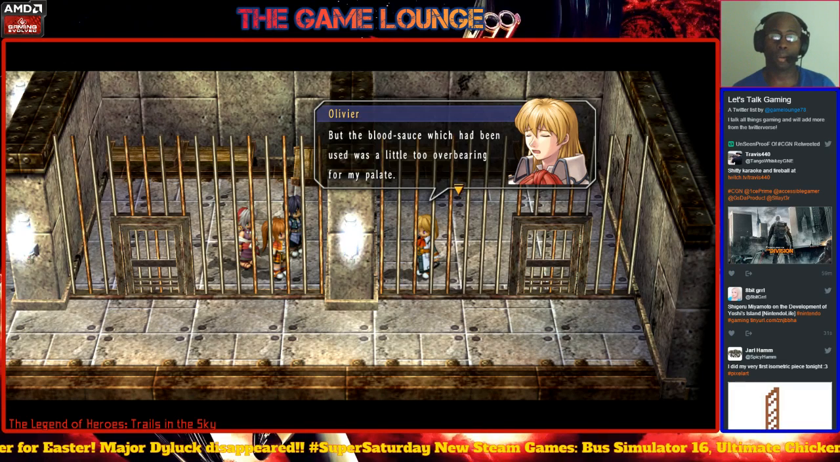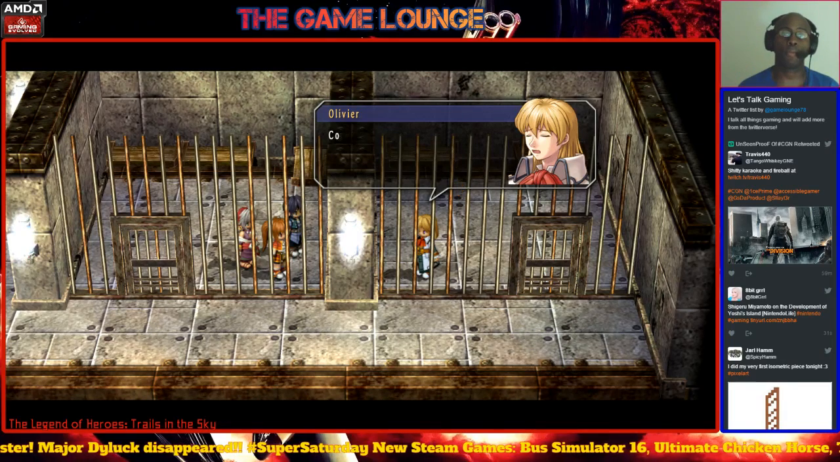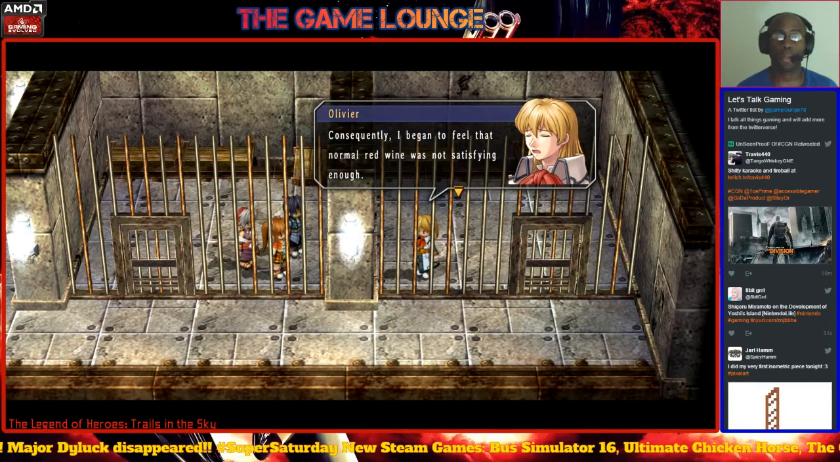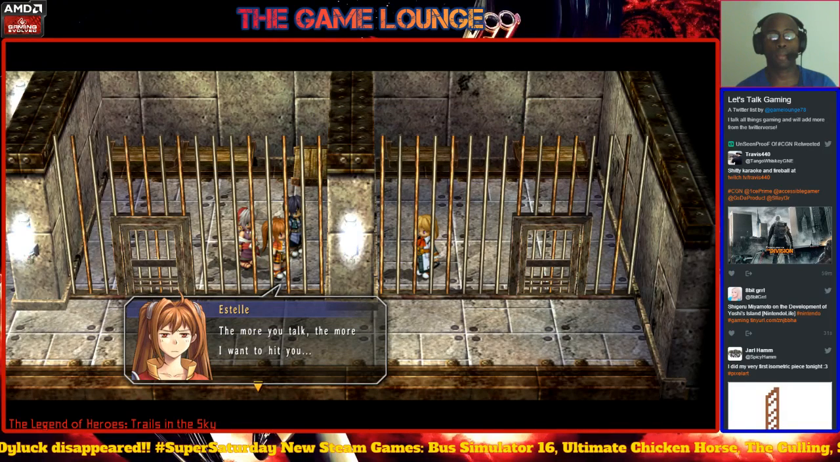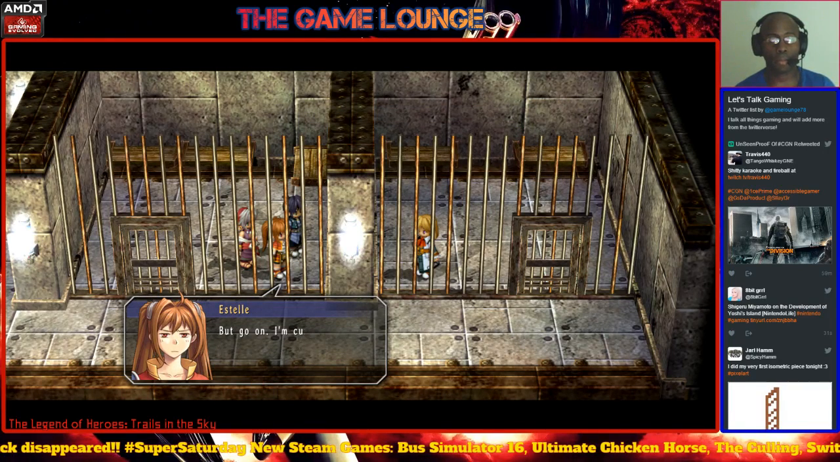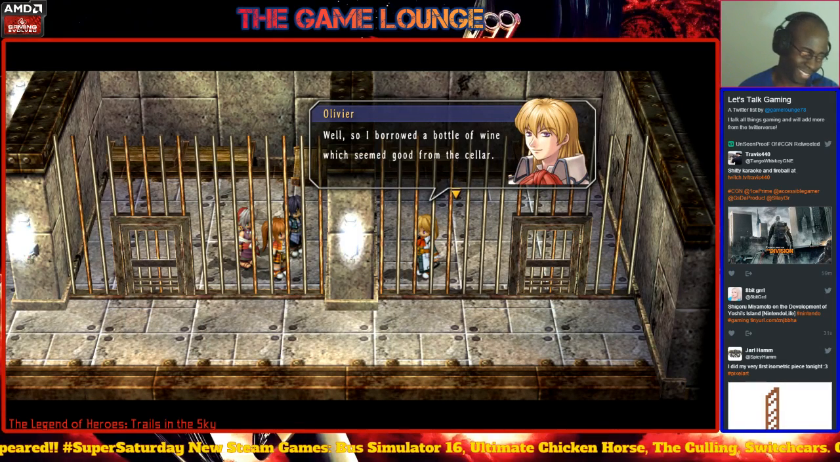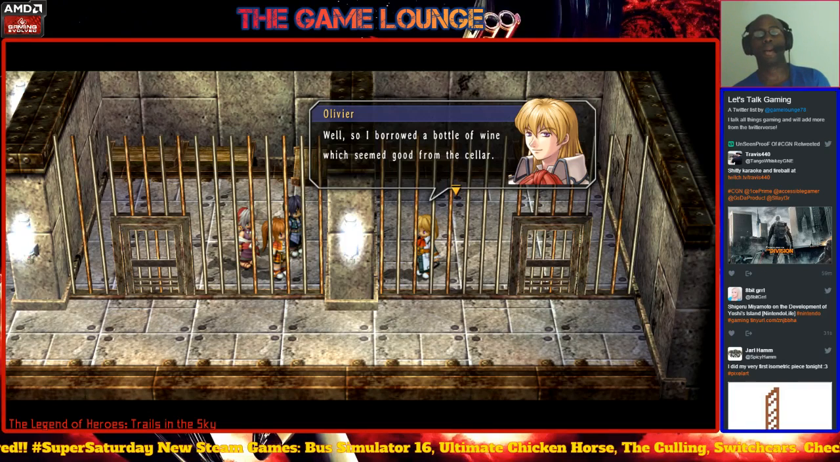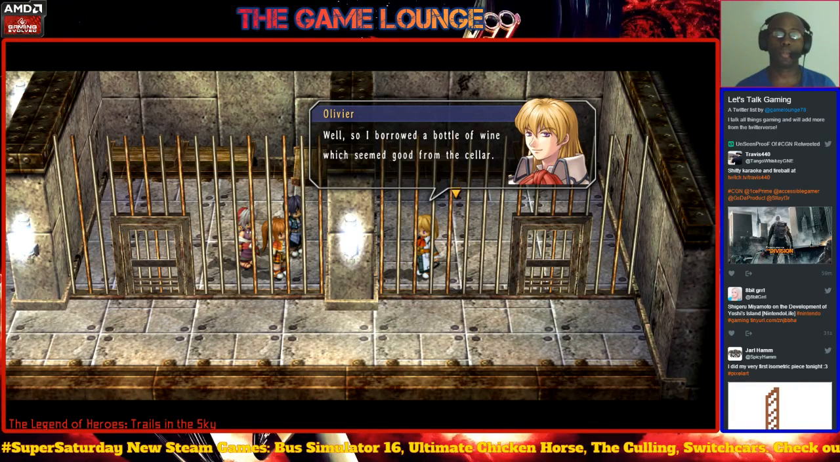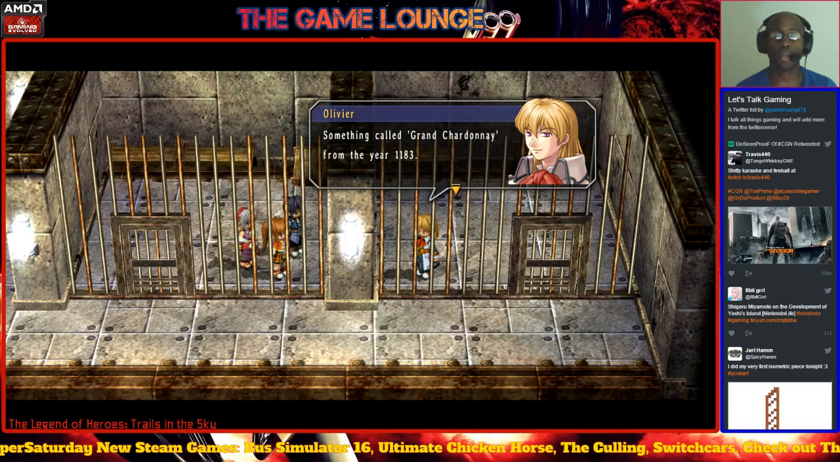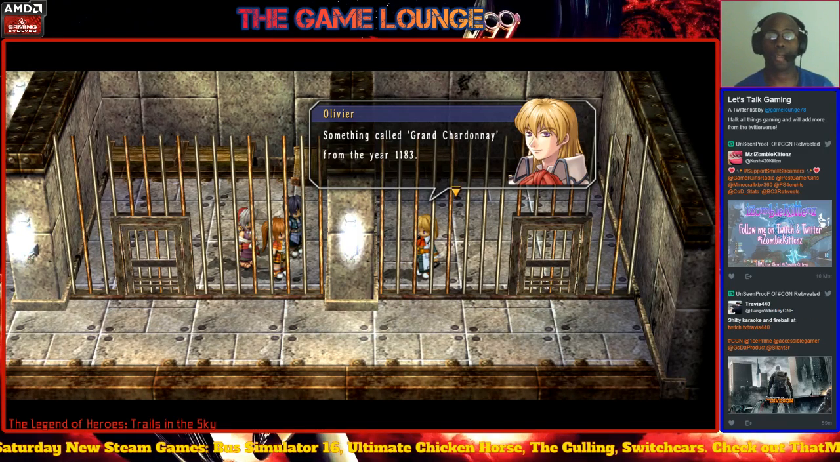But the blood sauce which had been used was a little too overbearing for my plate. Consequently, I began to feel that normal red wine was not satisfying enough. The more you talk, the more I want to hit you. Well, go on. I'm curious in spite of knowing better. Well, so I borrowed a bottle of wine, which seems good from the cellar. Something called Grand Chardonnay from the year 1183.